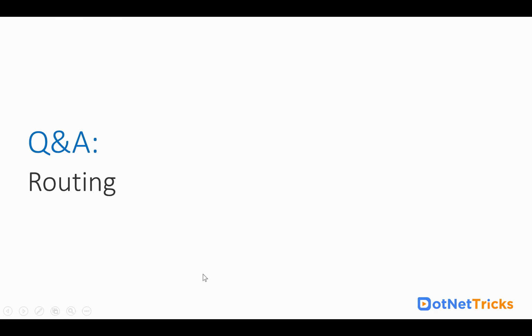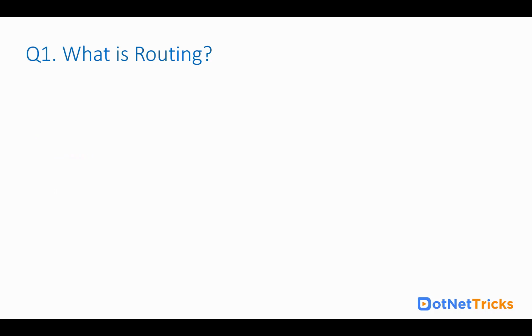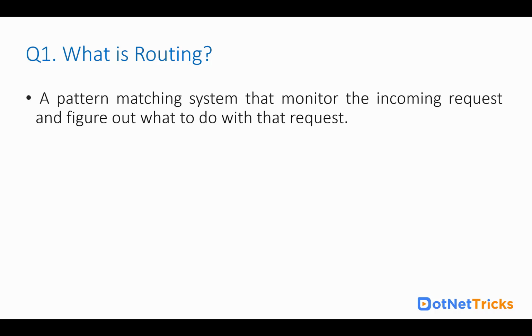Question and answer about routing. Routing in ASP.NET Web API is similar to the routing we have in ASP.NET MVC 5. Let's start with the first question: what is routing? Routing is a pattern matching system which monitors the incoming request and figures out what to do with that request. So when we make a request in Web API, it comes to the server and is processed based upon the requested URL. Whatever route pattern we have registered at the API level, if there is a matching route entry, then it processes the request.